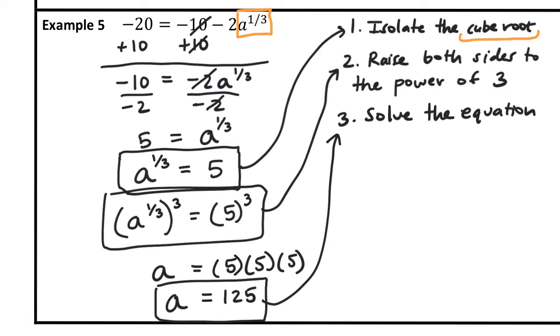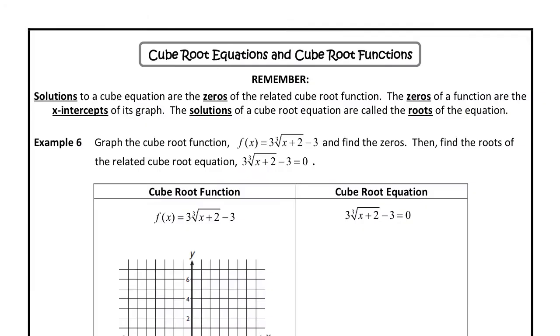Awesome. So that's covering the first 5 examples. And then the last example, 6, is the graphing one, the graphing and solving combo. So let's look at example 6. Same idea as last class. We're talking about the idea that when we talk about zeros, it's another way of saying x-intercepts. And when we talk about solutions of the cube root equation, we can also call them roots.